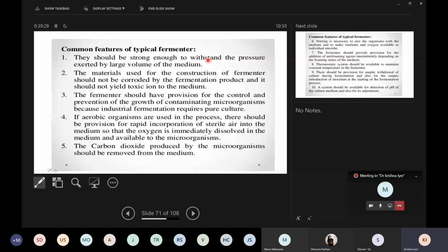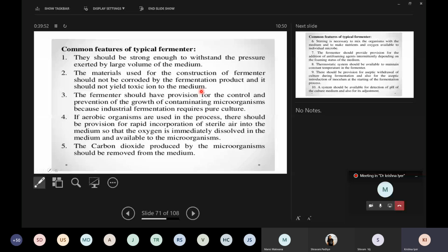Okay, as I said, you should not have something which is corroded by the fermentation process, and it should not leach toxic things into the medium. And that's why people do not use things like aluminum, copper, bronze, etc. for fermenters. Okay, because these things tend to leach a lot of ions into it.